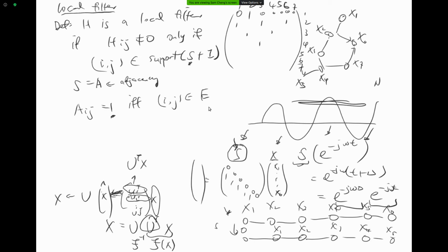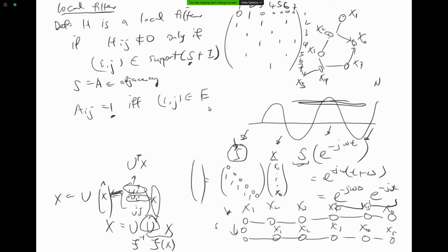And also 5 and 7. Yeah, 5 and 7. And node 6 connects to 2 and 7. And node 7 connects to 4 and 6.